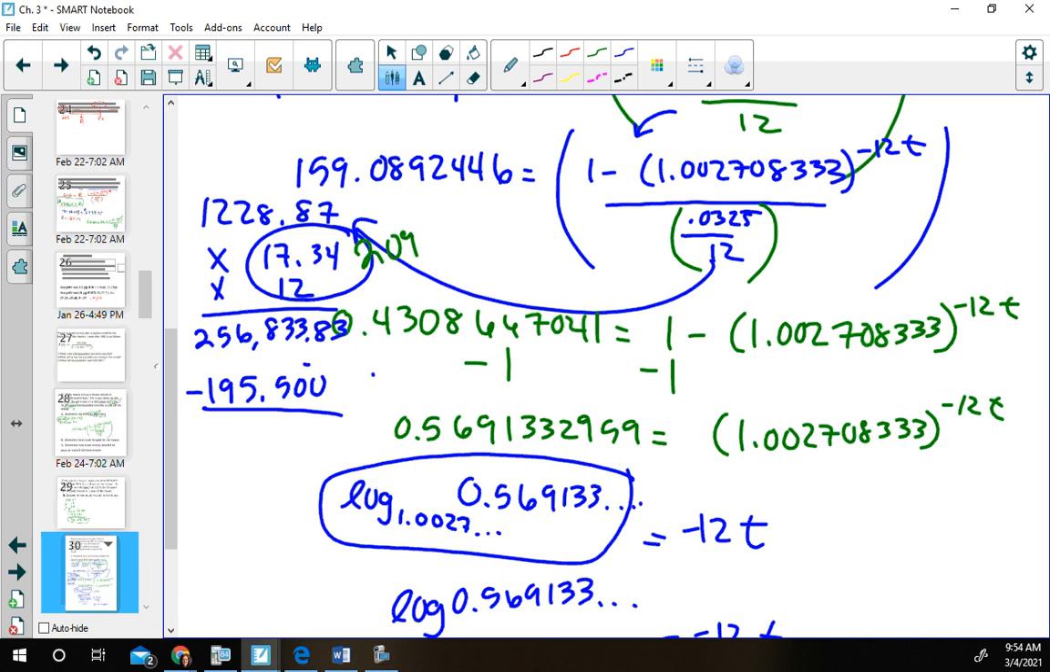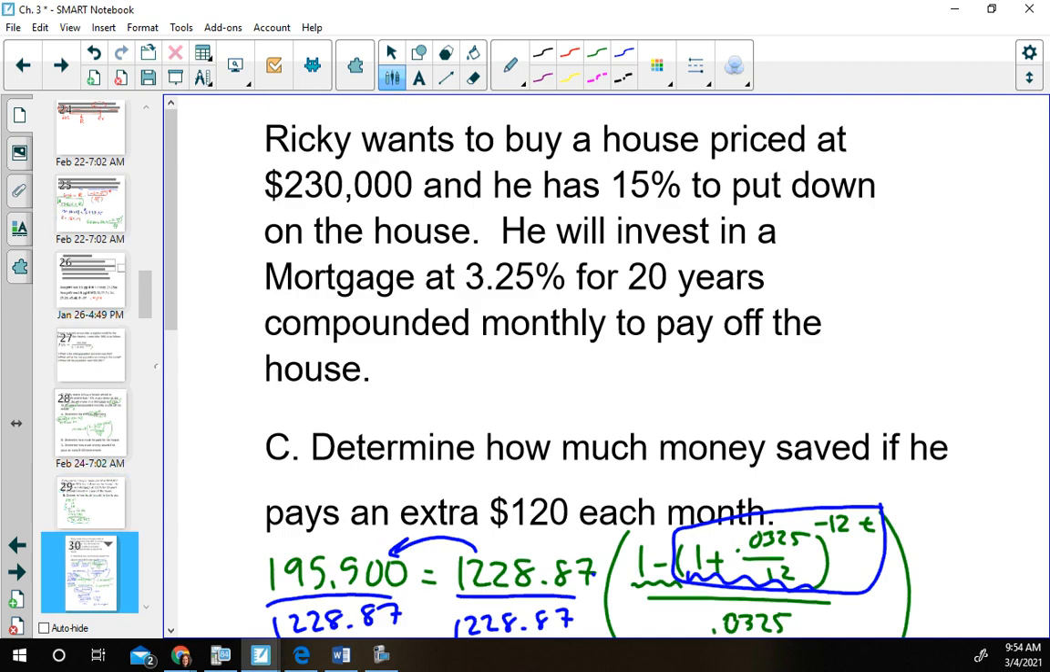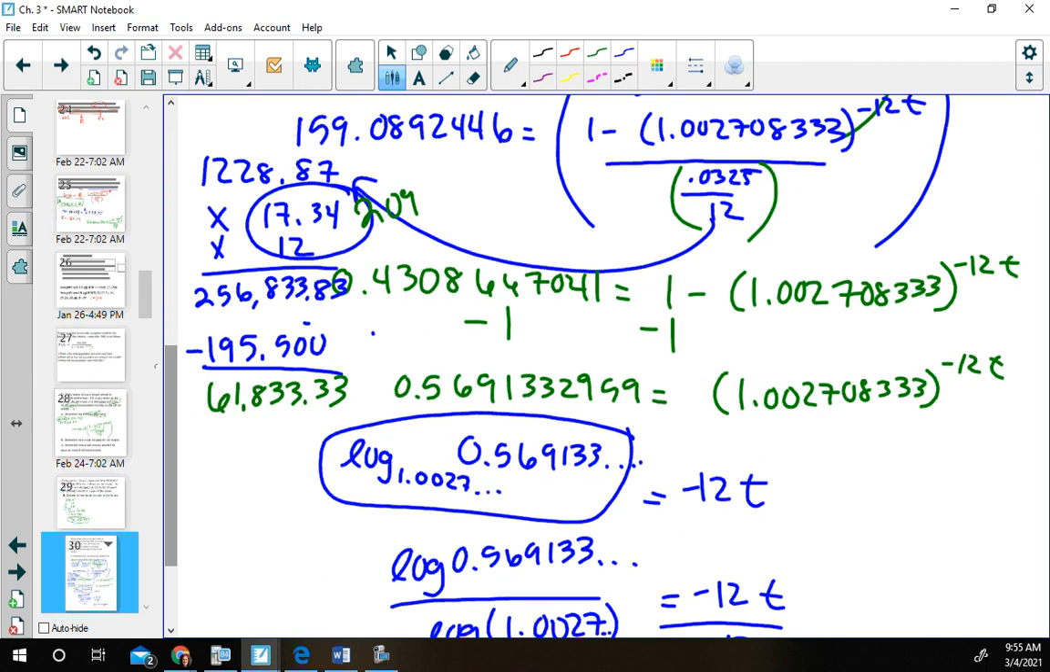Okay, and now I'm going to take off that amount, $256,833.83, from my original total, so I can figure out this is how much extra I paid. And now if we subtract it from how much extra he paid here, we actually save around $8,800. By just putting an extra $120 in a month, you save a good chunk of money because of the interest that's getting built on top of it.